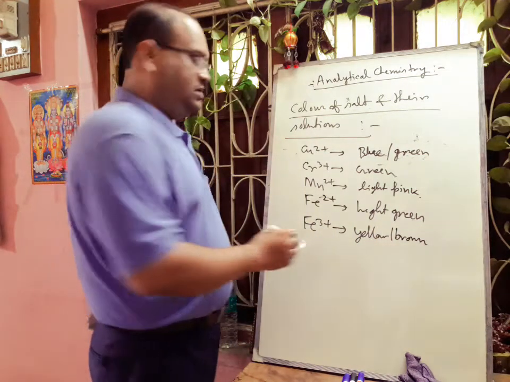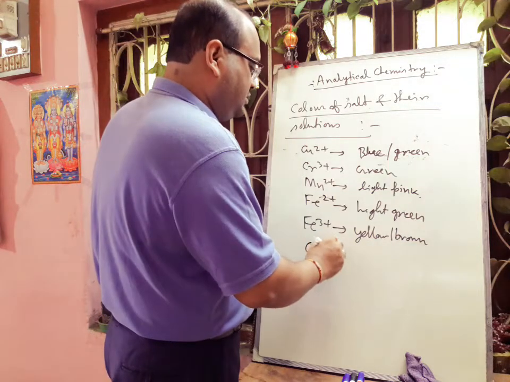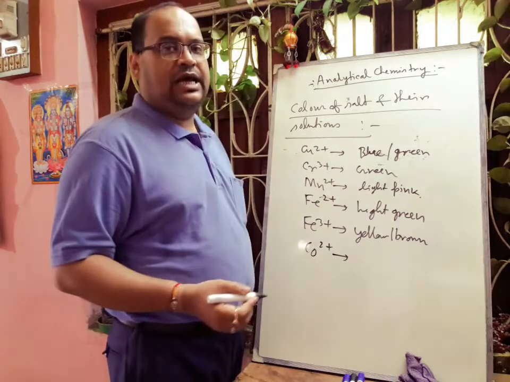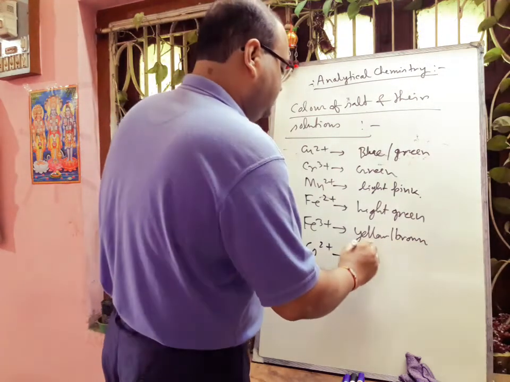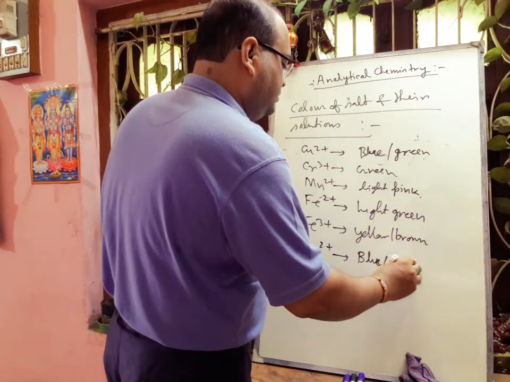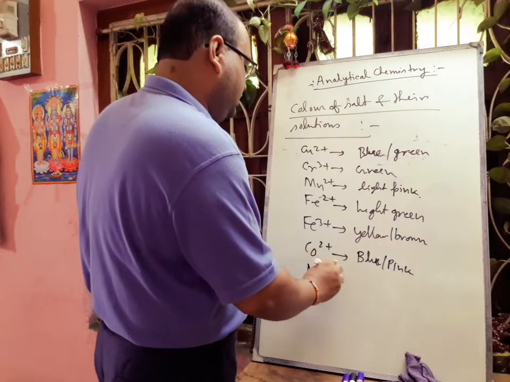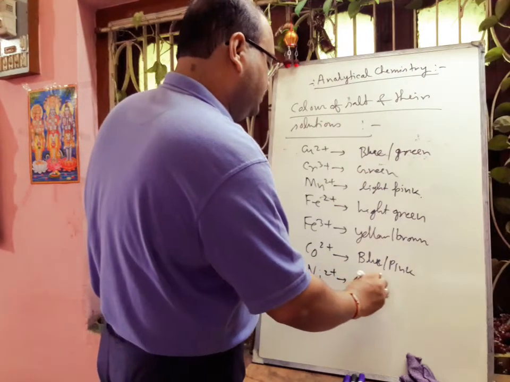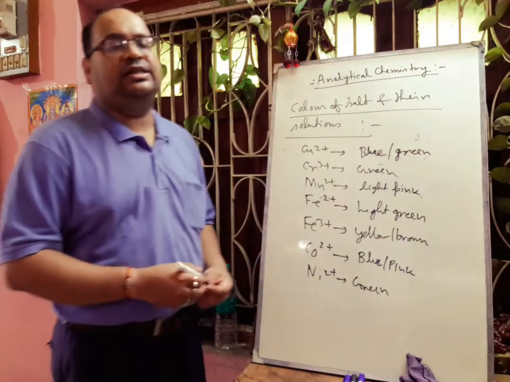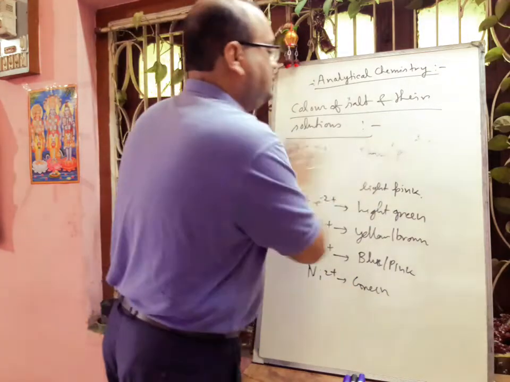Next one is cobalt. Cobalt 2 plus may be pink color or blue color. And next one is nickel 2 plus. Nickel 2 plus is generally green color. So in this way you have to remember these colors. These are the colored cations. All are transition elements.